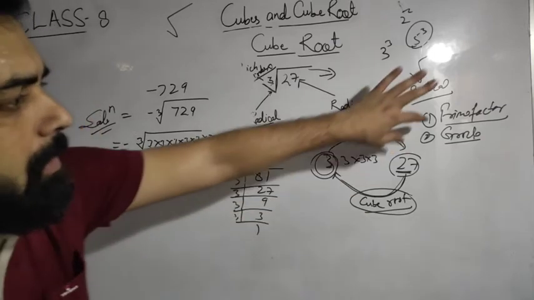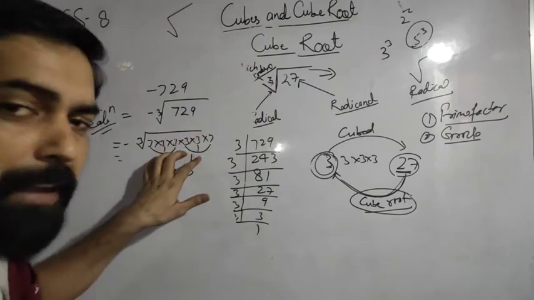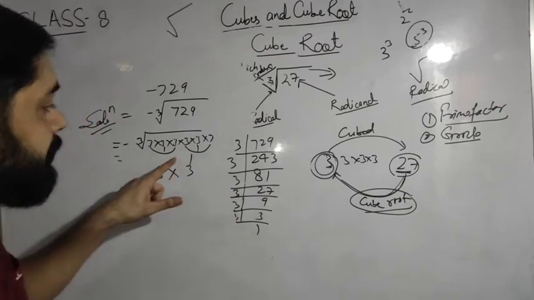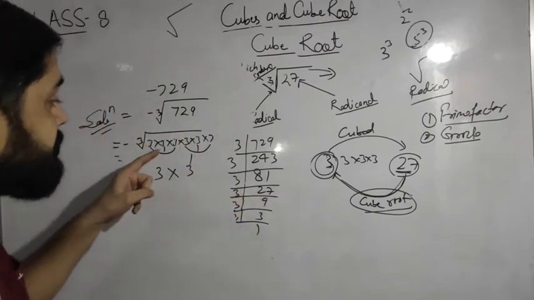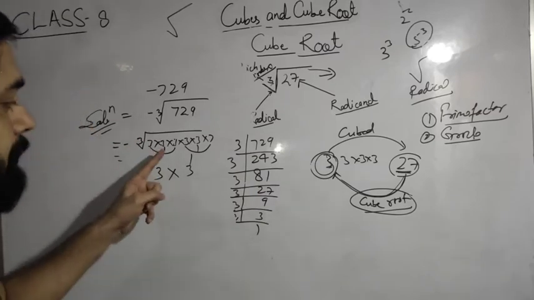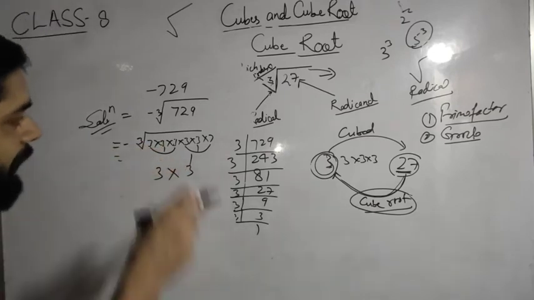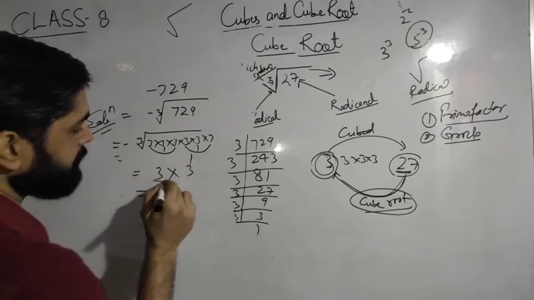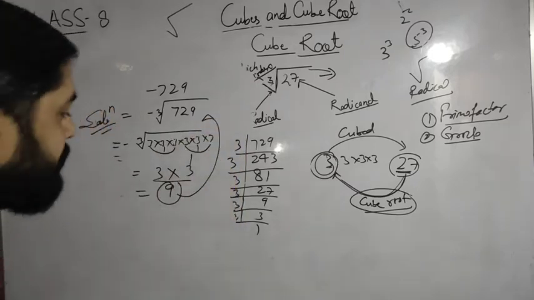Firstly we find the prime factors. First we make the prime factors, then we write the prime factors. Next we make groups of 3 like factors, meaning groups of 3 of the same number. After that, we take the number from each group out of this symbol. Now 3 times 3 is 9. So 9 is the cube root of 729.